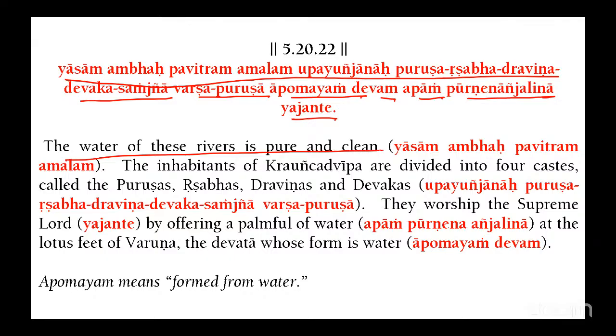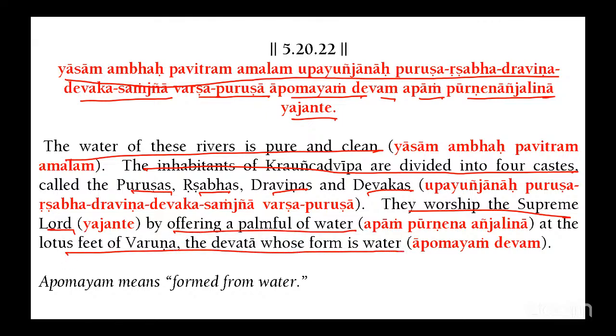The water of these rivers is pure and clean. The inhabitants of Kraunchadweep are divided into 4 castes: the Purushas, Rishabhas, Dravinas, and Devakas. So this is Brahmana, Kshatriya, Vaishya, Shudra. They worship the Supreme Lord by offering a palm full of water at the lotus feet of Varuna, the Devata whose form is water. Apomayam means formed from water.